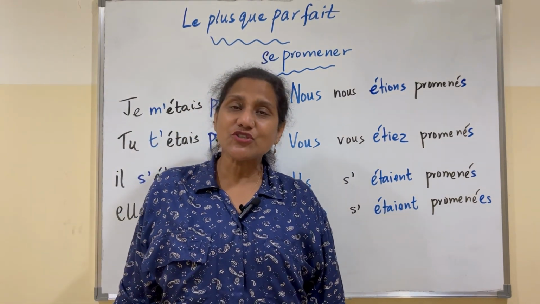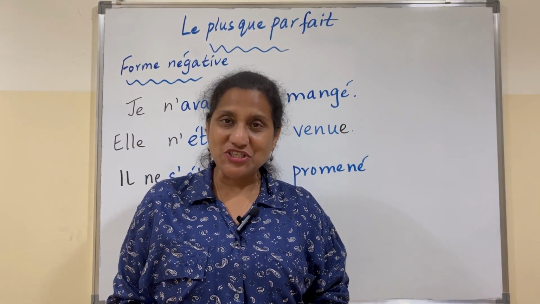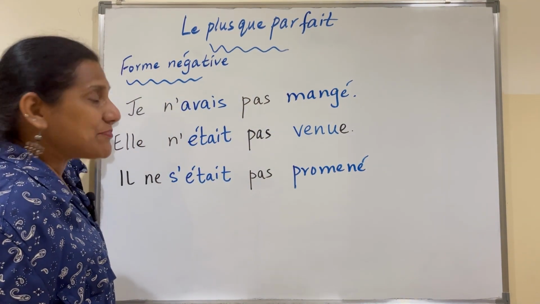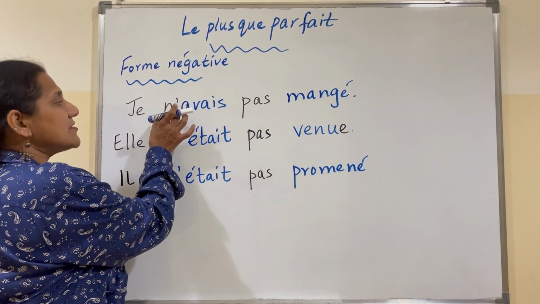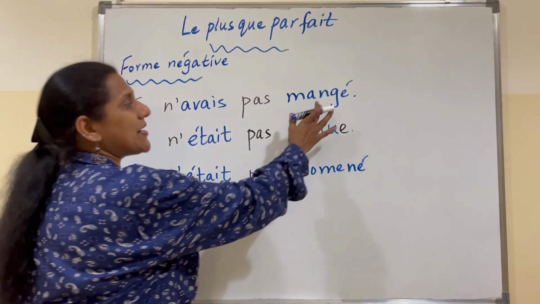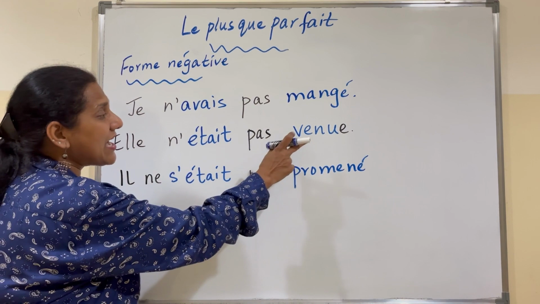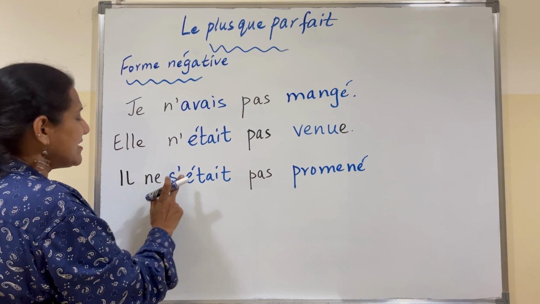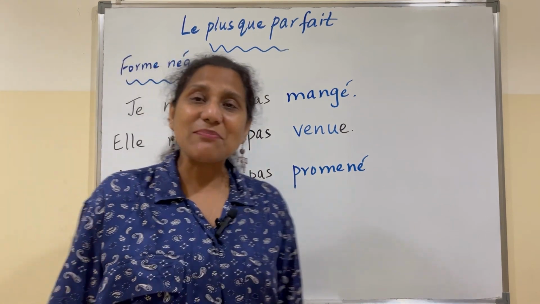Let's look at how to conjugate in the negative form. Let's take the same examples. Je n'avais pas mangé. So this is a compound tense. Remember, we put ne before the auxiliary verb and pas after the auxiliary verb and then the past participle. So that's what we've done here. Je n'avais pas mangé. Elle n'était pas venue. We've taken an example with auxiliary être. And then we see a reflexive verb. Il ne s'était pas promené.